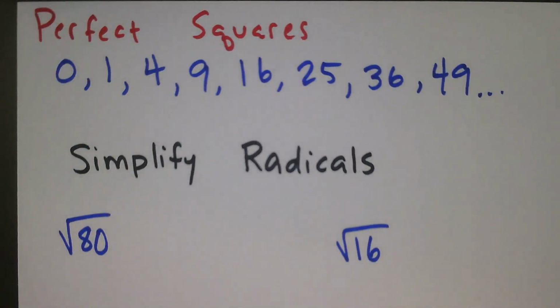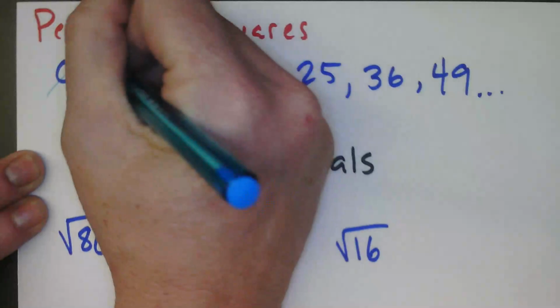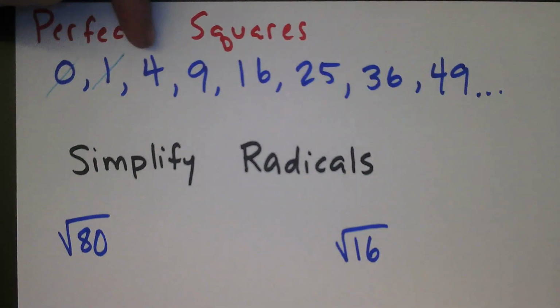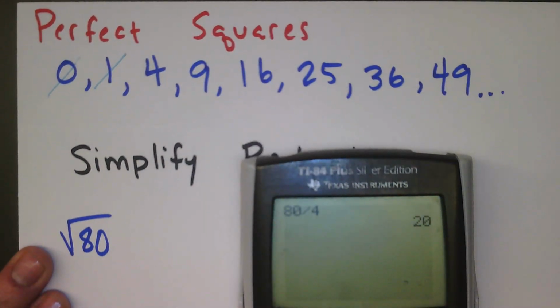We want to know if any of these numbers go into our radicand, the number that's under the square root, the inside number. So we kind of actually ignore the first two perfect squares. Dividing by 0 you can't do, and dividing by 1 doesn't really change anything. So we really start with 4. We want to find out if 4, because 4 is a perfect square, goes into 80. So we do 80 divided by 4. Oops, there we go. And it does go in there evenly.